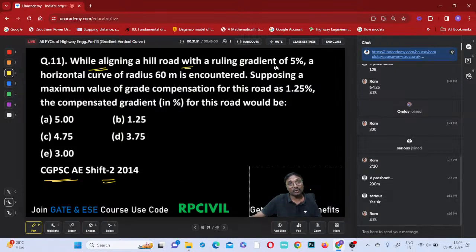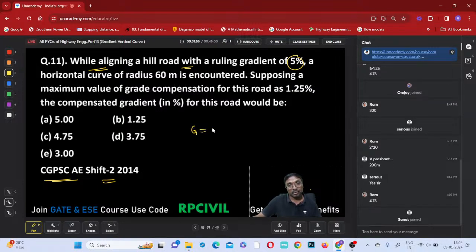While aligning a hill road with a ruling gradient of 5%, the original gradient will be 5%. Horizontal curve of radius 60 meters. It is greater than 45 meters, so which equation do we have to use?